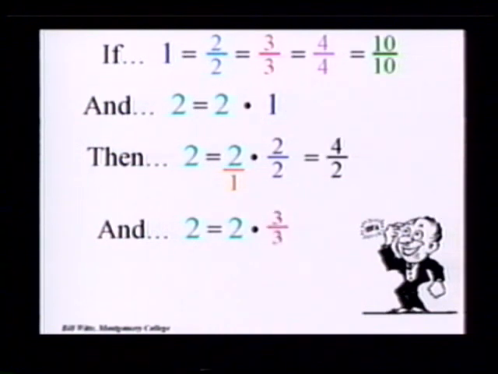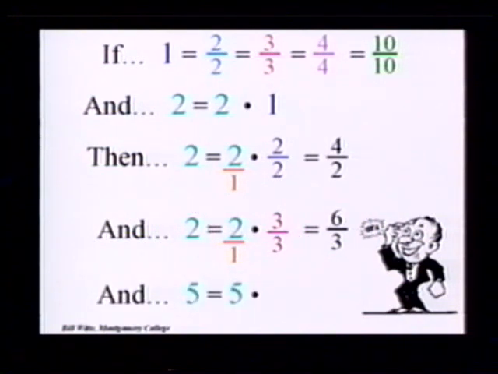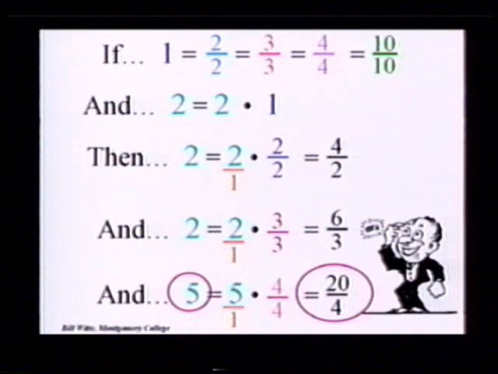We could also say that 2 is the same as 2 times 3/3. Multiplying, I could get 6/3. So 2 is the same as 6/3, isn't it? 5, I could say, is the same as, if I could pick any fraction I wanted, anything over itself, let's use 4 over 4. As long as you multiply the top and the bottom, it's 20 over 4 is the same as 5. Okay, interestingly enough.